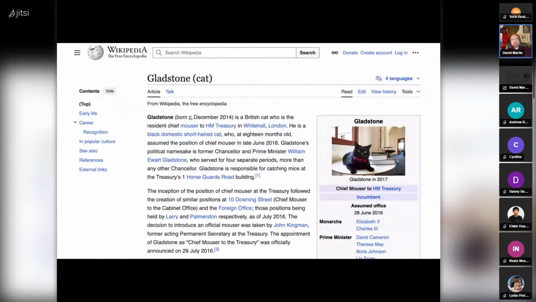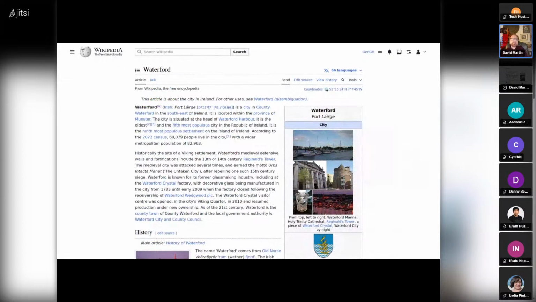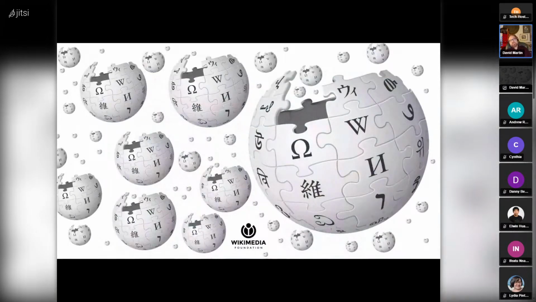In this situation, beautiful articles such as this one about Gladstone, the resident mouser of His Majesty's Treasury, are only available in 5 or 6 languages in many cases. This article about the monarchs of the traditional kingdom of Dagbon in the country of Ghana only appears currently in 3 different Wikipedias, including the one in the Dagbani language shown here. Even Waterford, which is the 5th most populous city in Ireland, is only present in about 1/4 of Wikipedias. So this uneven distribution inspires us to think about how we might do better.